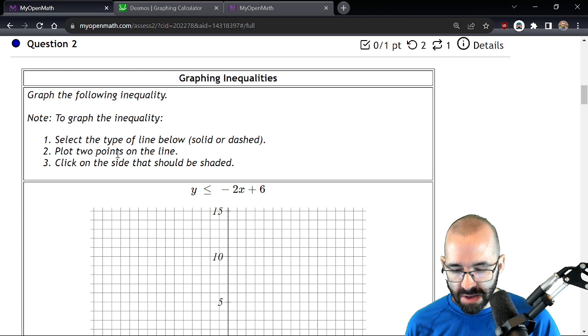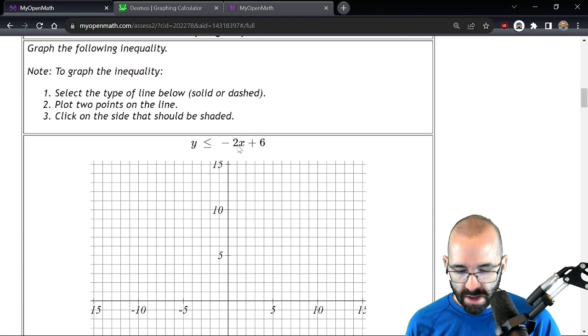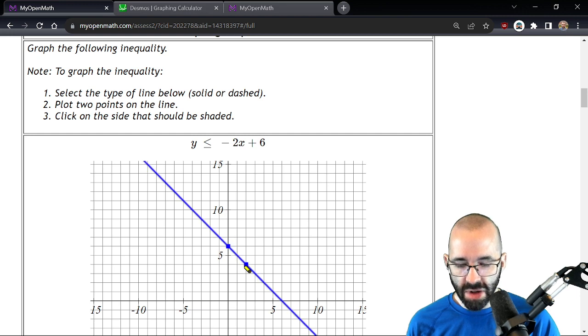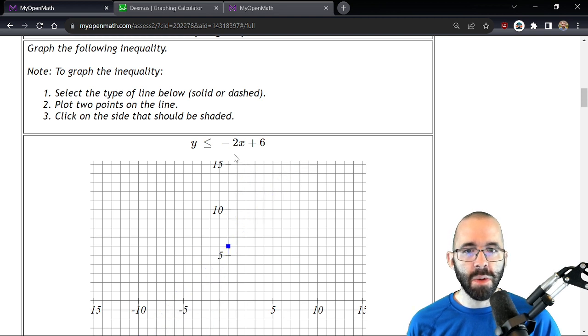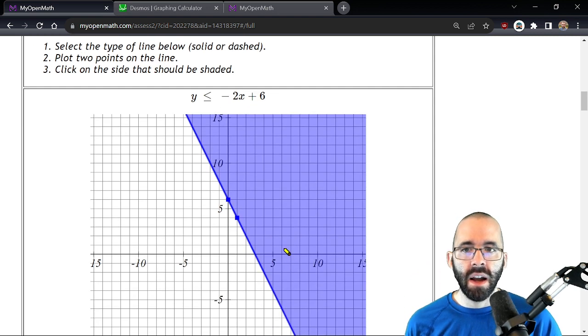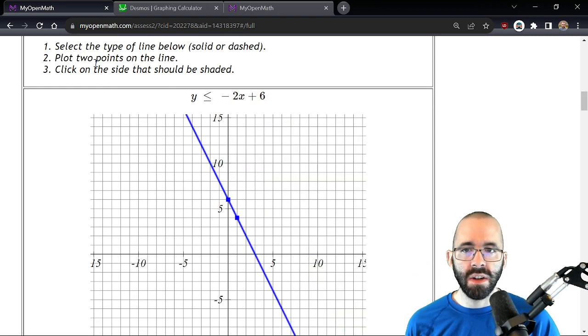All right, then it says plot 2 points on that line. So we have an intercept of 6. Click to plot that. And now we can choose our second one wherever we want. Well, the slope is -2. That means we go down 2 and right 1, like so. And now we have one more instruction to do.